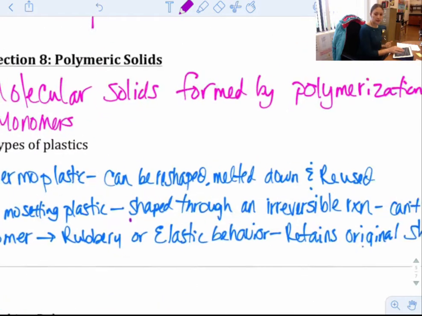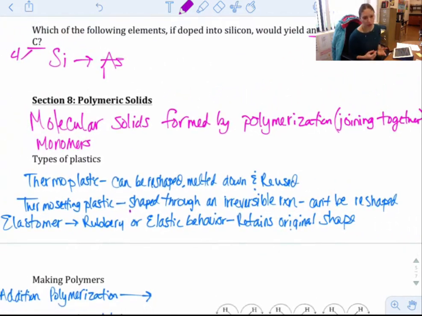There are 3 different types of plastics that this book talks about, and we're going to talk about. The first one is the thermoplastic, which is one that can be reshaped, melted down, and reused. There's a thermosetting plastic, which you shape, but it can't be reshaped because however you made its shape is an irreversible reaction and you can't undo it. And then you have what are called elastomers. Elastomers are rubbery or elastic plastics. If you stretch them or apply a force in some way, they will retain the original shape once that force leaves, like a rubber band. You can stretch it however you want, but when you're done applying that force, it goes back to what it was originally. So those are types of plastics, and they're overall types of polymer.